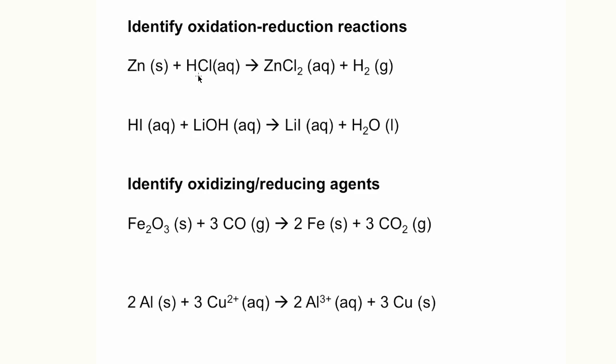zinc reacts with hydrochloric acid, generating zinc chloride and hydrogen gas. The first thing you need to do is assign oxidation states. Zinc's oxidation state is 0 because it's a free element. In hydrochloric acid, hydrogen is positive 1, chloride negative 1. In zinc chloride, zinc is positive 2, chloride negative 1. Hydrogen gas is a free element, so its oxidation state is 0.